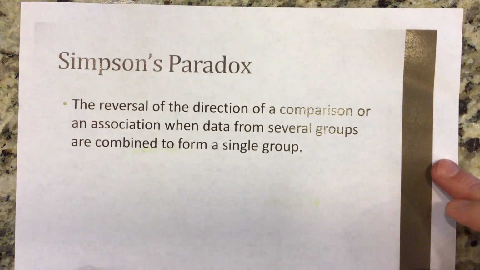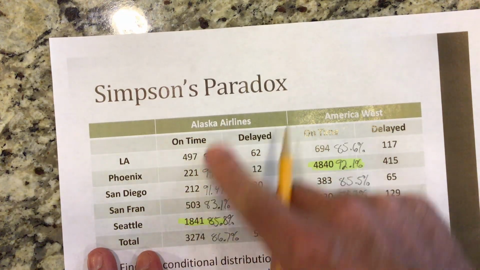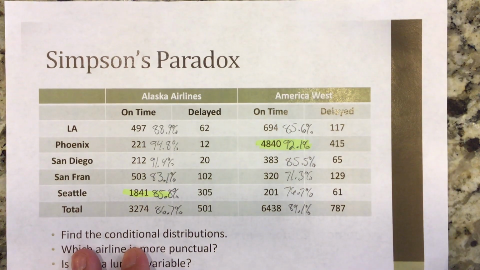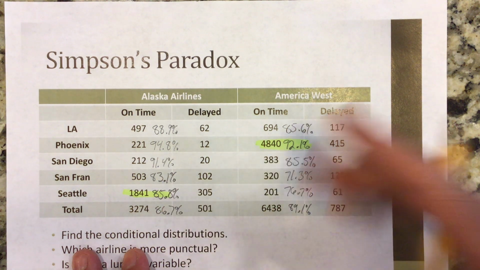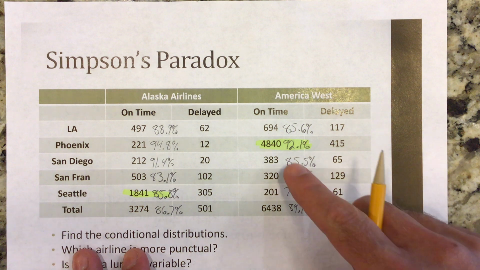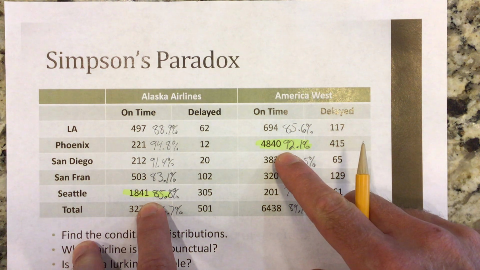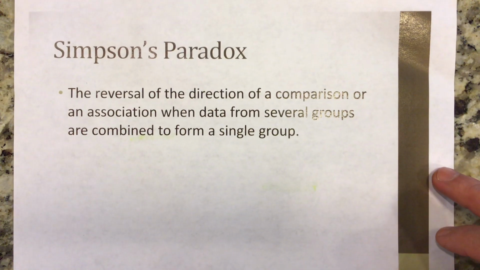Okay, so there it is. There's the official definition of Simpson's paradox. It's the reversal of the direction of a comparison when data from several groups are combined to form a single group. So back here, right? Alaska wins in every group, but once I combine, all of a sudden America West wins. Okay, and again, the only way it happens is due to weighted averages. If both airlines flew the same number of flights out of every airport, this couldn't happen. But because there's a discrepancy in the weighting of the data, that's what allows it to occur. Okay? All right, so that's the lesson.